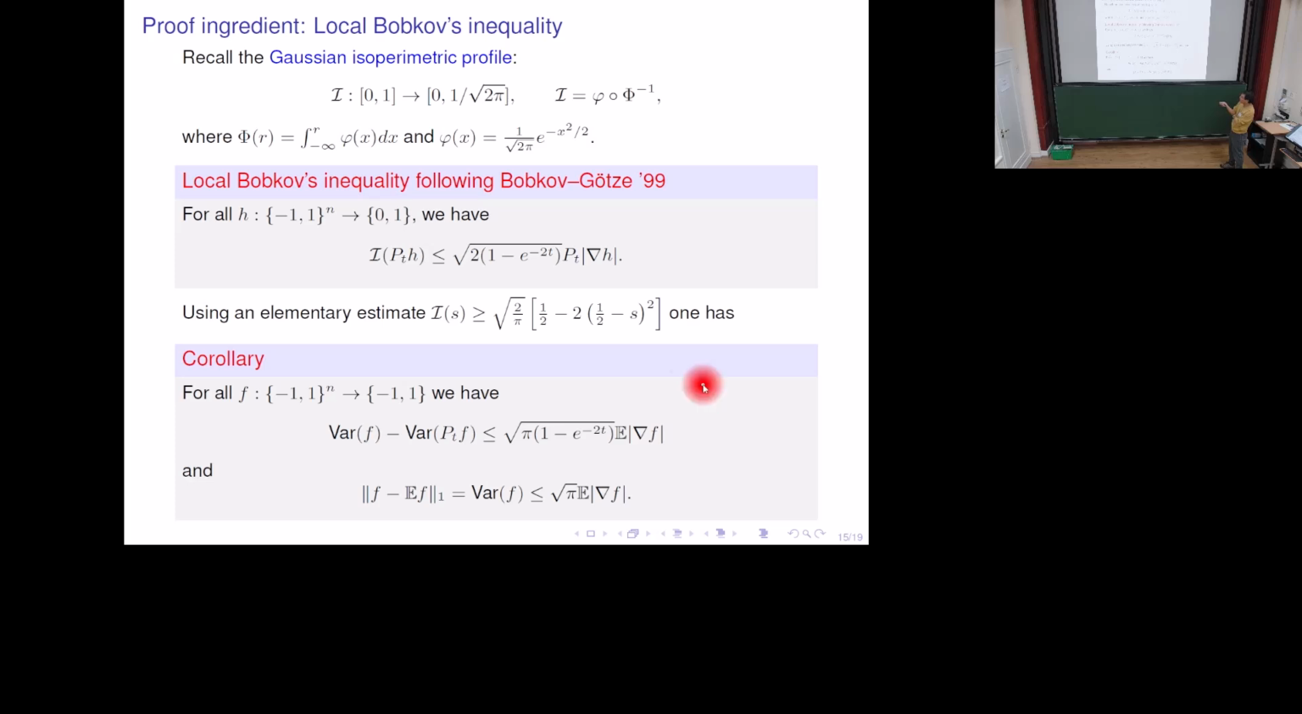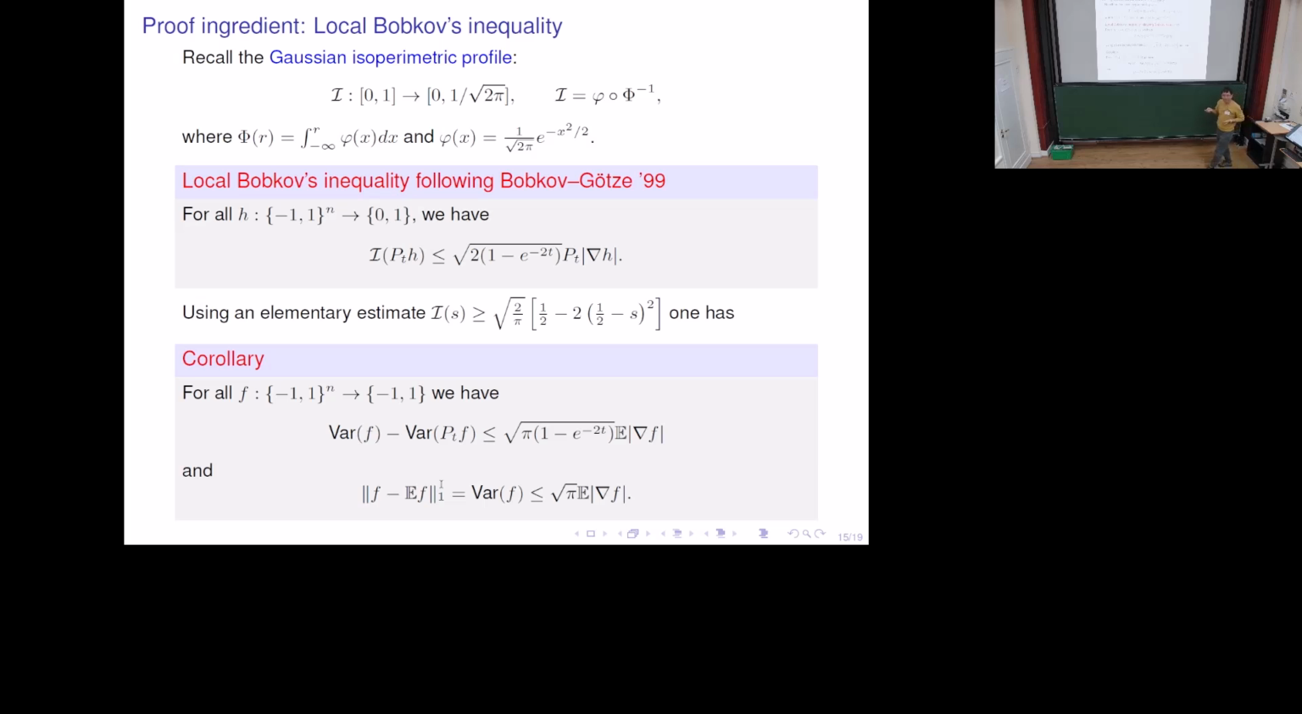In particular, when you send t to infinity, you can take t to infinity either in the above local Bobkov inequality or in the following corollary, and you get something that is very similar to the isoperimetric inequality. But what we need is actually this local variant. We need the time t to be finite. We do not want t to go to infinity, which is more often used. So this is the second ingredient.